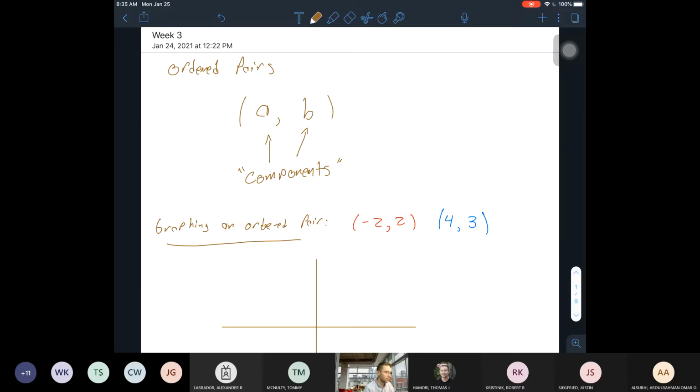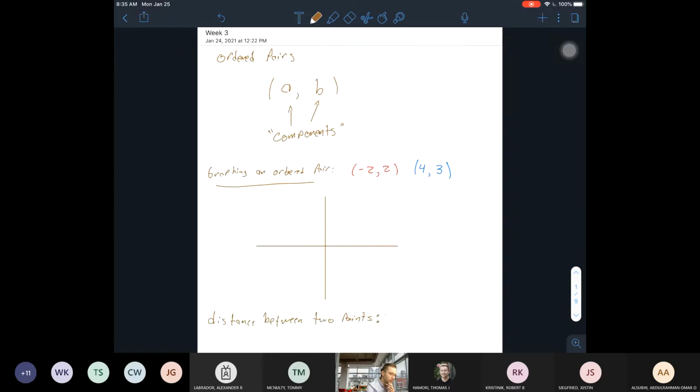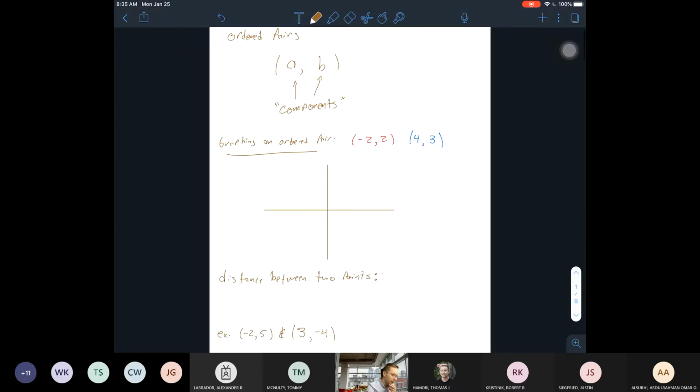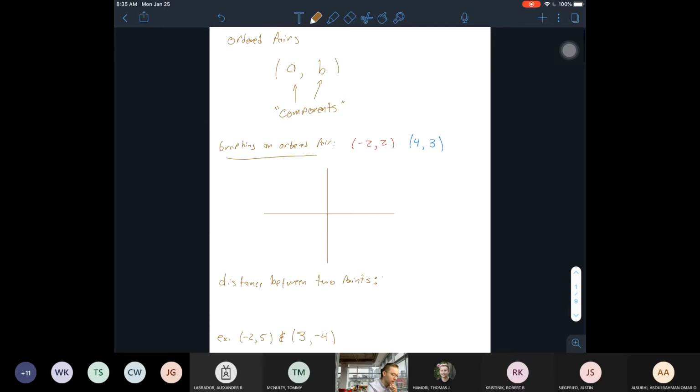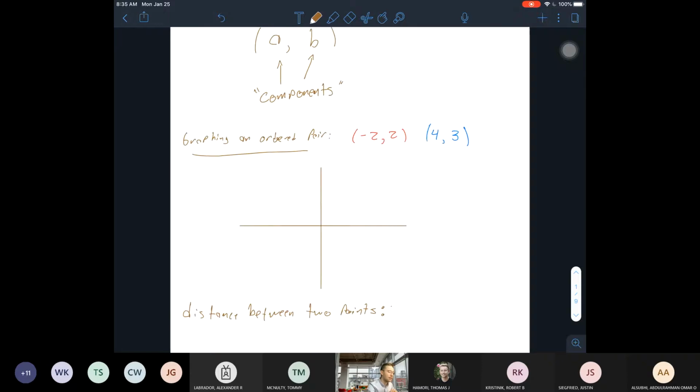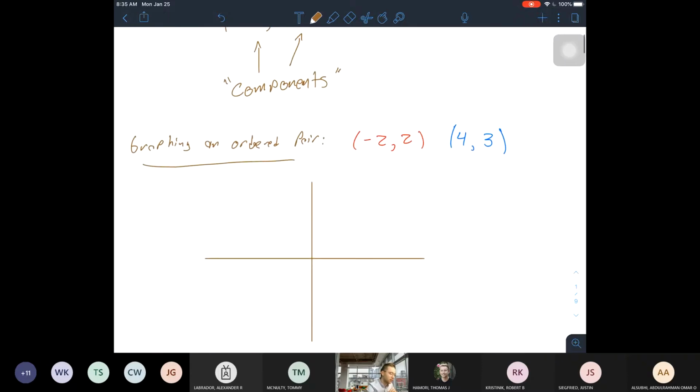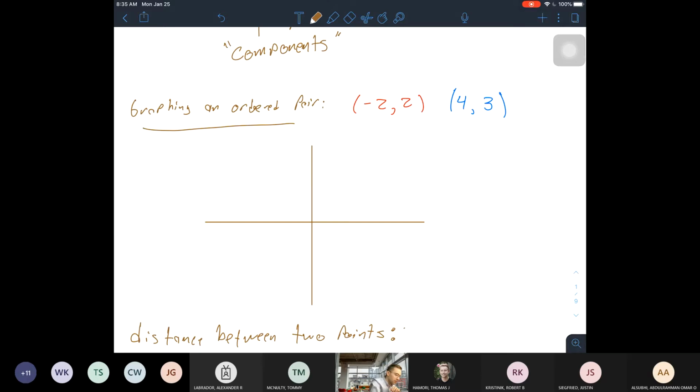Okay, so what we're going to talk about today is more equations stuff, and specifically we're going to talk about how we graph equations. Okay, so we're going to start off by just talking about how we graph an ordered pair on the Cartesian plane. That's what we call this thing, which looks like a plus sign. We draw these arrows. We have the x-axis is the horizontal axis, and the vertical axis, we call that the y-axis.